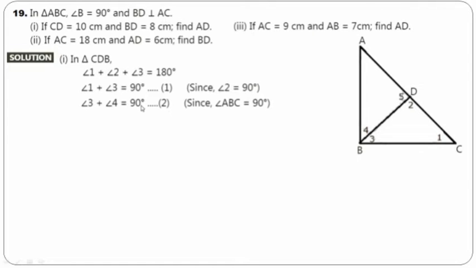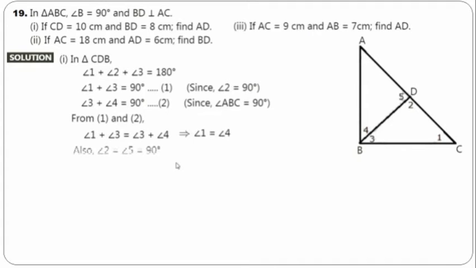If the right hand sides are equal, obviously the left hand sides must be equal. So from 1 and 2 we have angle 1 plus angle 3 is equal to angle 3 plus angle 4, and all of them are equal to 90 degree. Angle 3 gets cancelled, so you get angle 1 equals to angle 4. So this angle 1 and angle 4 are equal. Now observe this also, angle 2 is equal to angle 5, so both of them are 90 degree.